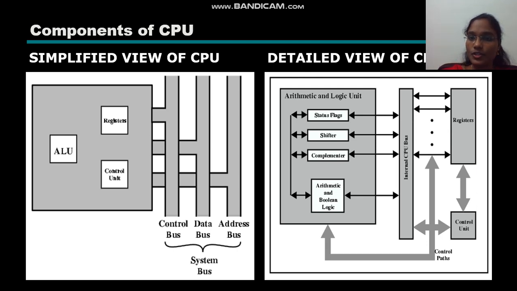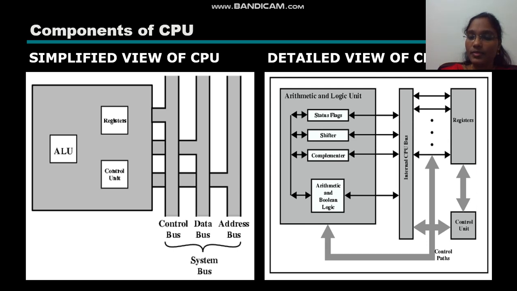And the second figure shows the detailed view. There we can see the internal CPU bus, which connects the ALU and the registers. What do the ALU and registers do? The ALU performs the arithmetic and logical operations, and the control unit controls the movement of data from the registers to the ALU as well as through the system bus. So it controls the operations of the CPU.